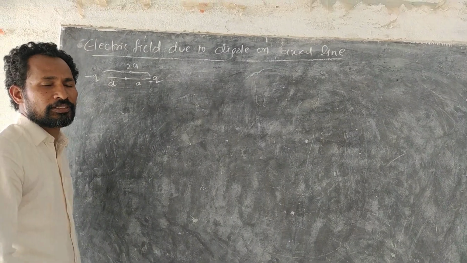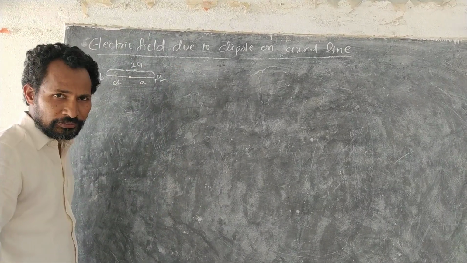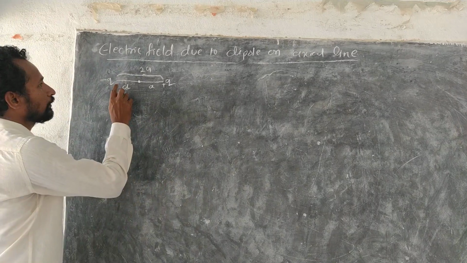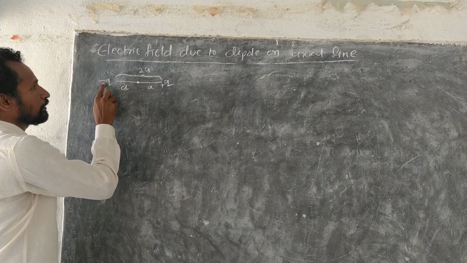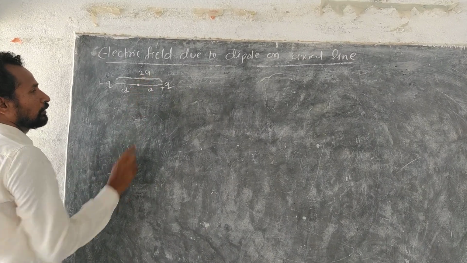Now, in this class, we shall have a discussion: electric field due to a dipole on the axial line. This we do expect for 5 marks. Very important. Now here I have taken one dipole, minus q and plus q, separated by a distance 2a, the dipole length.